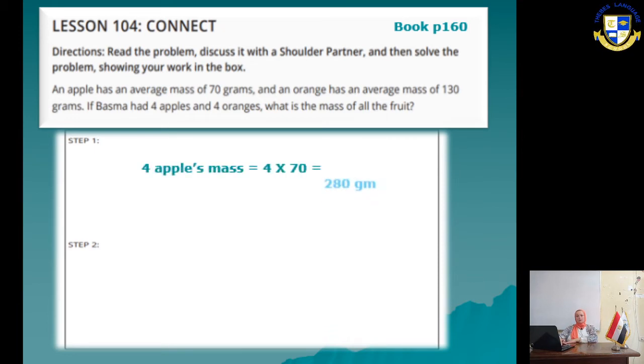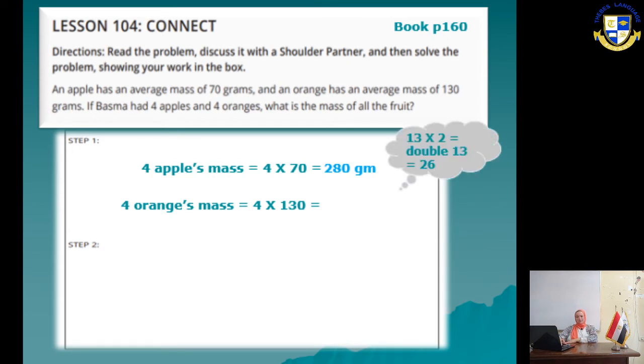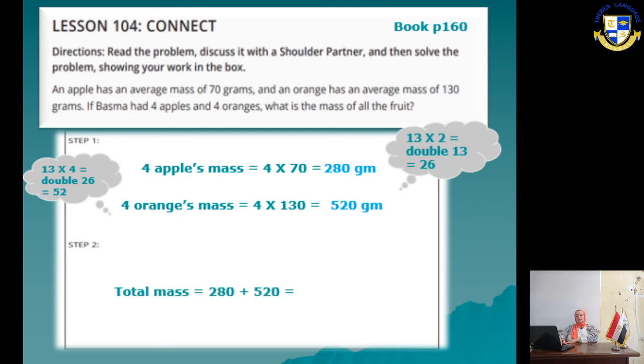To find the orange's mass, we are going to make 4 times 130. So it will be double 130, which equals 260. Okay, and double the 260 equals 520. Now to find the total mass, we are going to add both of the masses. So we are going to make 280 plus 520, so the answer is 800 grams.